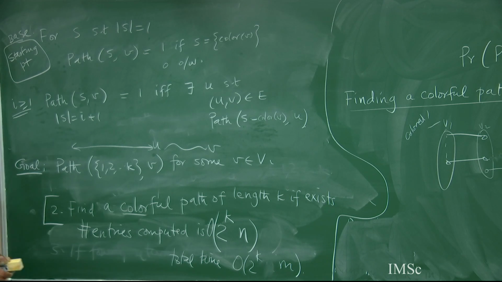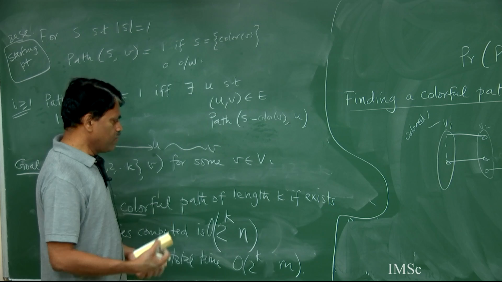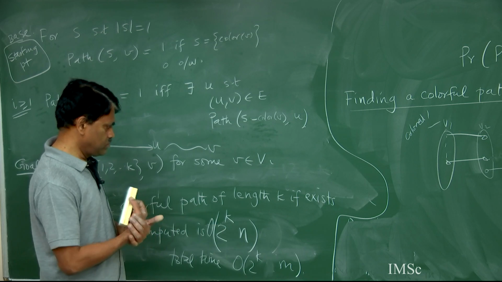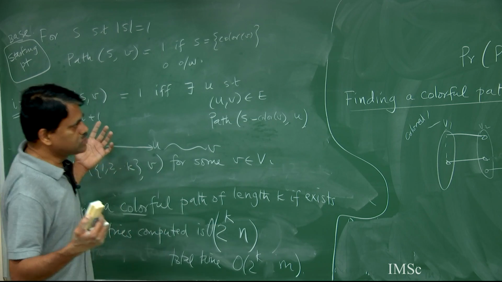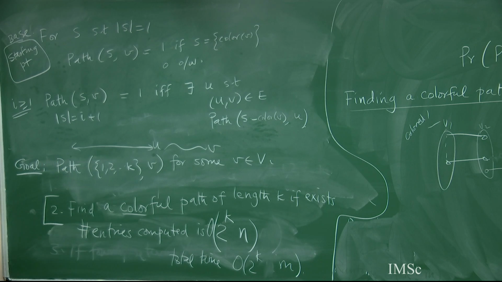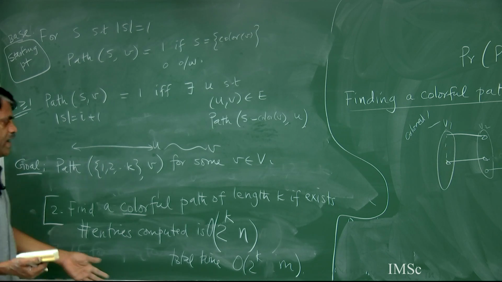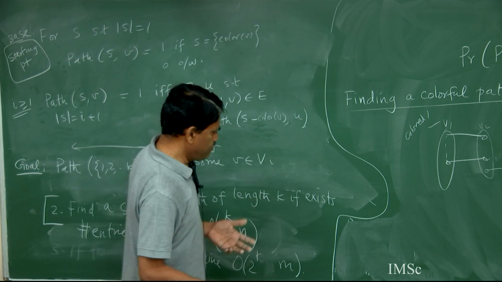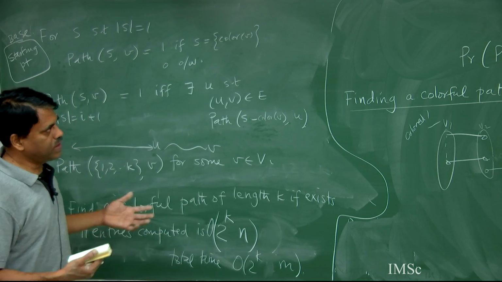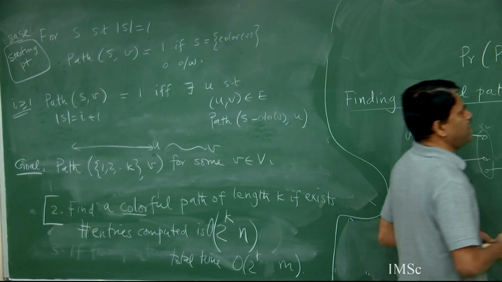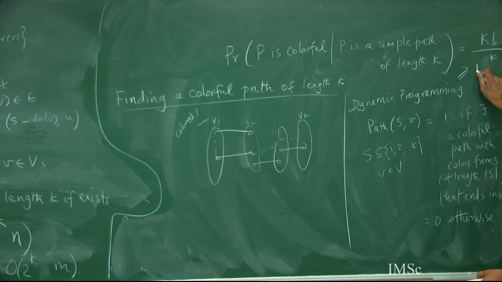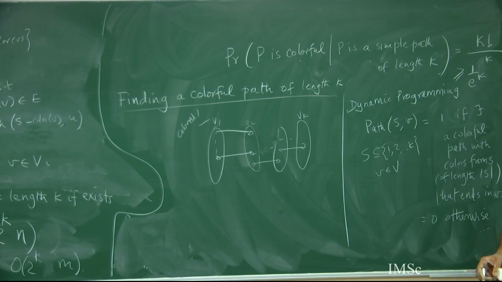Essentially for n many entries you compute, it takes m time. Okay, good. So what is the summary? That in 2 to the k times m time, we can find a colorful path of length k. In particular, we can find a path of length k if it exists, with probability at least 1 over e power k.